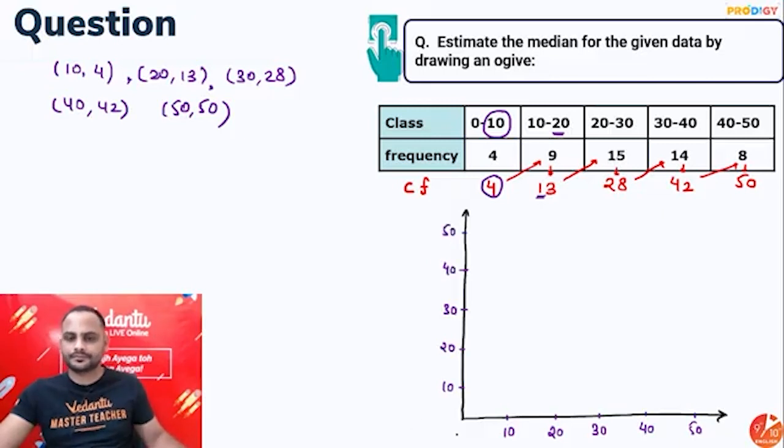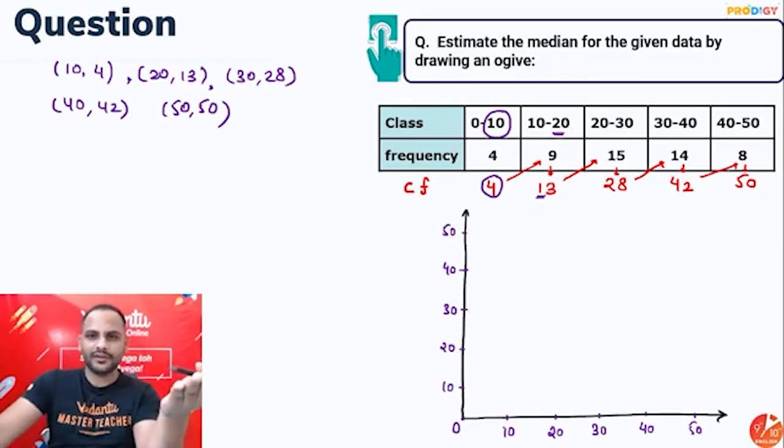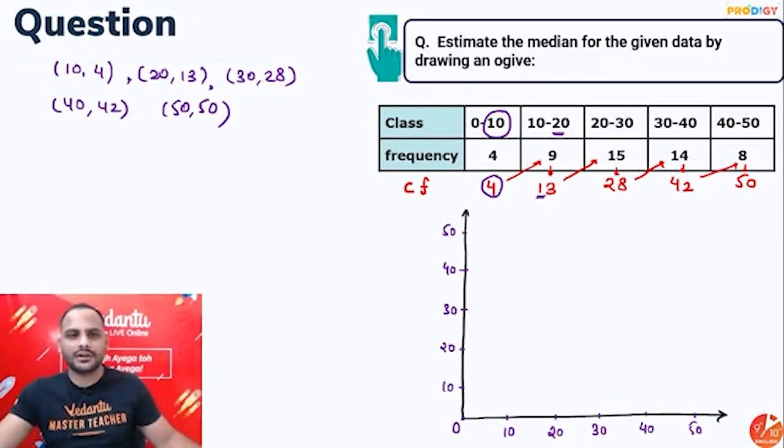Now this is 0 over here. So let's plot these points. Classes will be on the x-axis, cumulative frequency will be on the y-axis. So 10 comma 4: x is 10, y is 4. So just a rough diagram will be somewhere over here. Then 20 comma 13. So 20 is over here, 13 will be just above 10, somewhere over here.